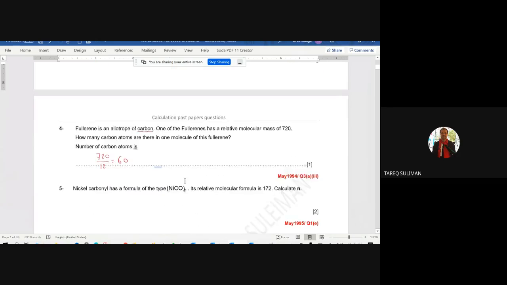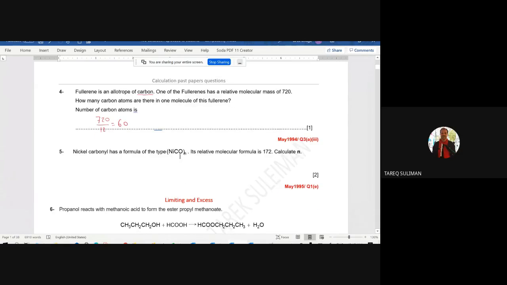Because it is an allotrope of carbon. What do you mean by allotrope of carbon? Made up of carbon only. Allotropes are different forms of the same element in the same physical state. It is made up of carbon atoms only. So I divide 720 by 12 equals what? 60. Clear? Yes, Master.